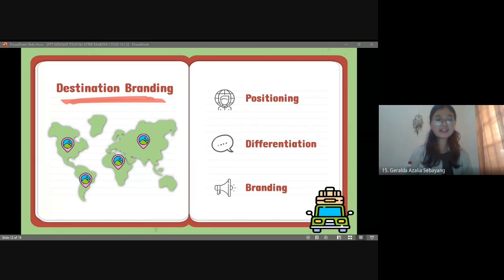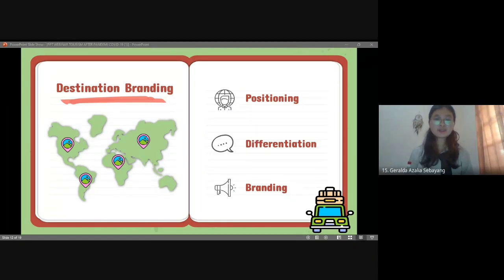Positioning is how a destination wants to be known or remembered by consumers. After knowing positioning, then we come to differentiation. Differentiation is what distinguishes a destination from other competing destinations. Without proper positioning, the determination of differentiation will also be difficult to realize. Product differentiation of tourist destinations can be seen through three factors, namely attractions, accessibility, and amenities.